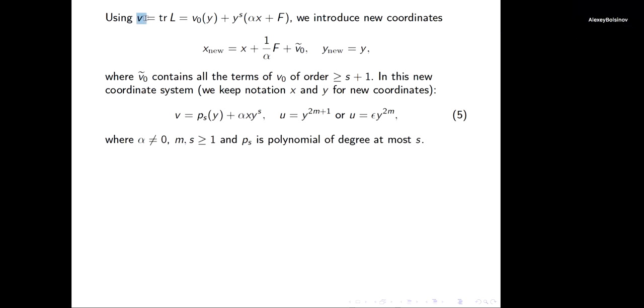So now we know that my function V, the trace of L, has this form here. Now I want V to be as simple as possible, so I will do some change of variables. So what's the meaning of this formula? After we do this change of variables, with respect to the new variable x, my function V will take the form that's exactly what I have in my theorem.